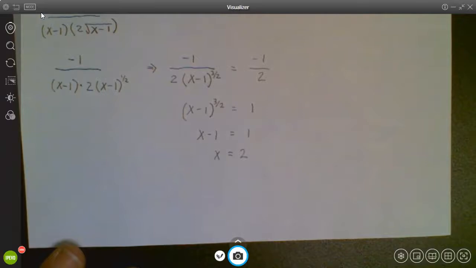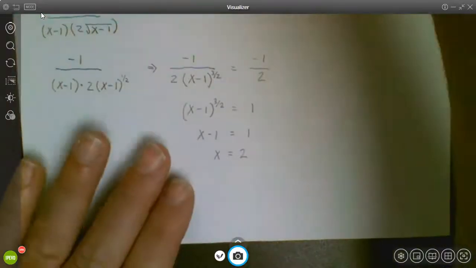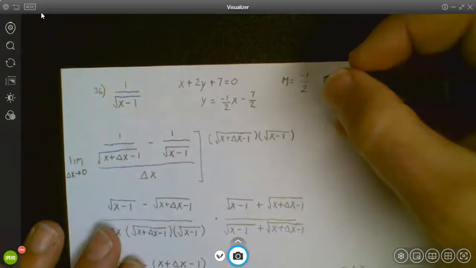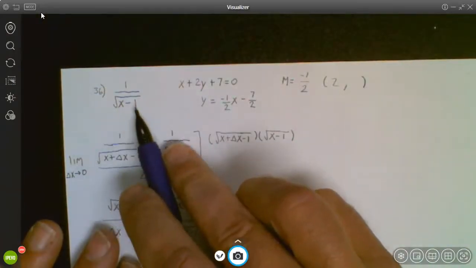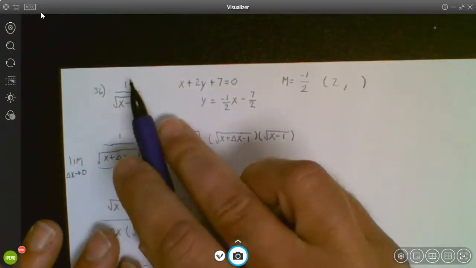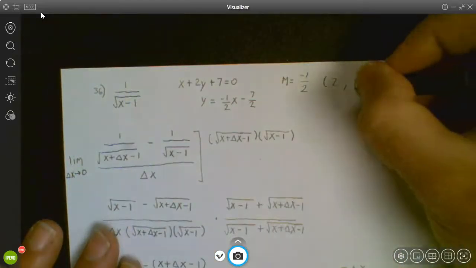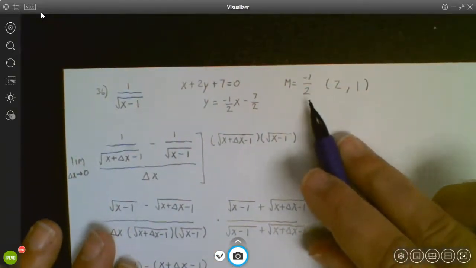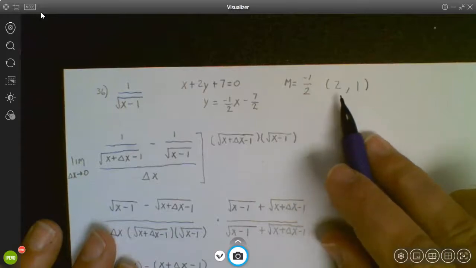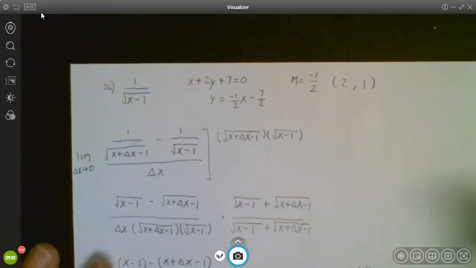And once you have an x coordinate, how do you always get a y coordinate? Plug it back in, right? So let me go back up to this. We now know our x coordinate is 2. If I put a 2 right there, 2 minus 1 is 1. The square root of 1 is 1. 1 divided by 1 is 1. So I now have my point, I have my slope. So at this point, you could plug this information into the point-slope formula to get the equation of your tangent line. So that's what number 36 looked like.